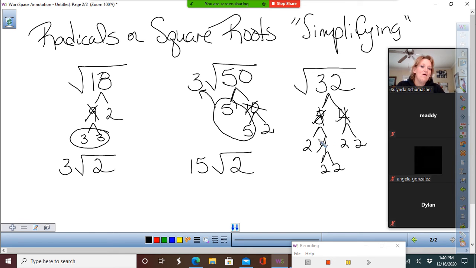Now, I like you to go all the way down because eventually we're going to use this for other stuff. Now, we circle any pairs of 2s. We have 2 groups of 2. Those groups come out as a single 2 each, and they're going to multiply together. So we end up with 4 square root 2 left behind.